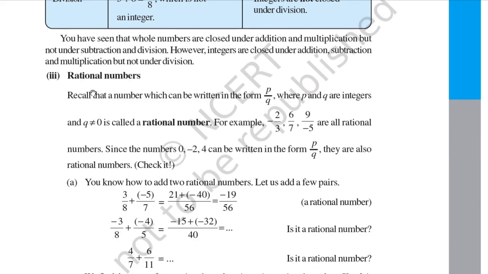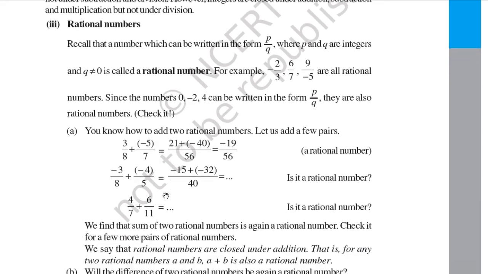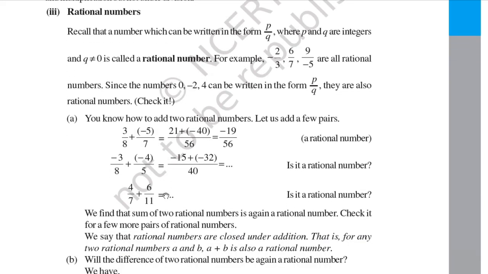Now rational numbers. Recall that a number which can be written in the form p/q, where p and q are integers and q is not equal to 0, is called a rational number. We studied this in 7th standard. For example, minus 2/3, 6/7 and 9/minus 5 are all rational numbers. Since the numbers 0, minus 2 and 4 can be written in the form p/q, they are also rational numbers. Check it. So, you know how to add two rational numbers.